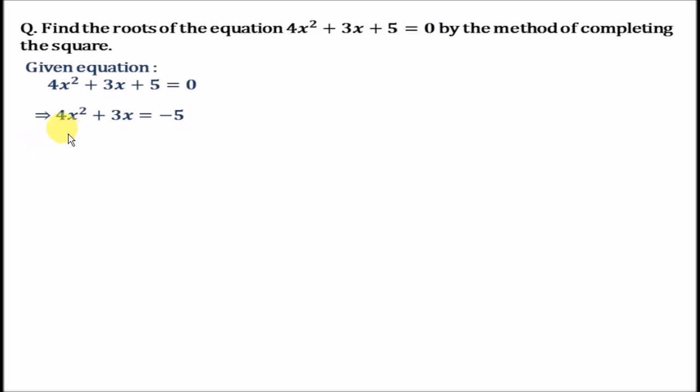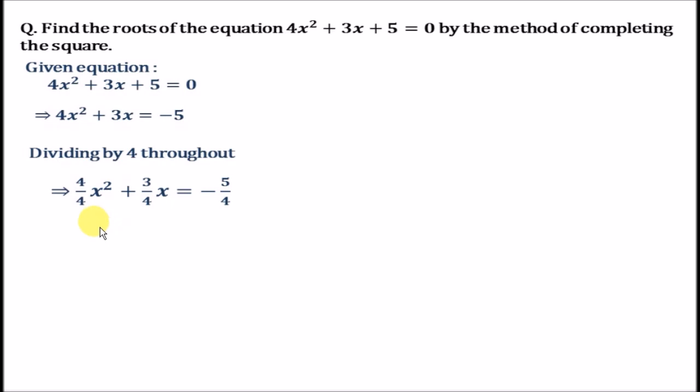Now, in the next step, we will divide all the terms by the coefficient of x squared. In this case, it is 4. So dividing by 4 throughout, we will get 4 by 4 x squared plus 3 by 4 x equals to minus 5 by 4. Here we can cancel 4 and 4. So we will get the equation in the form x squared plus 3 by 4 x equals to minus 5 by 4.